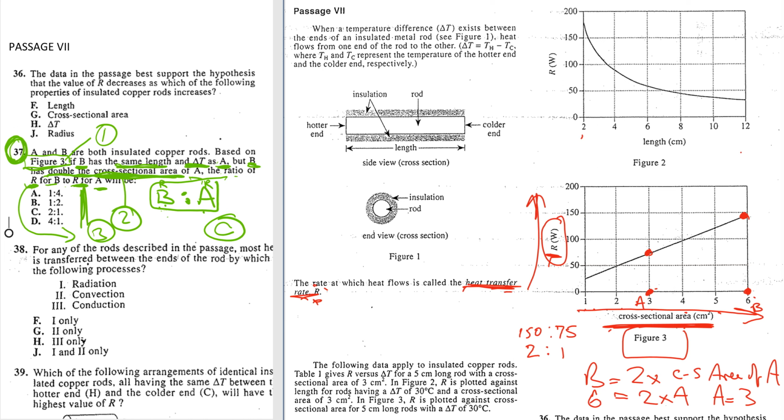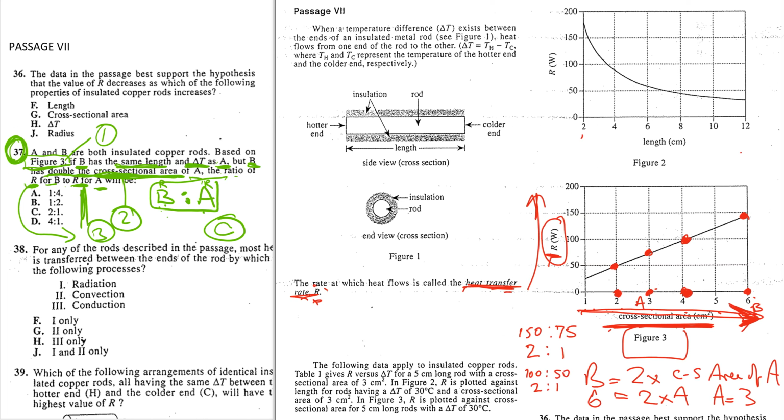But even if you ask, how did you know to pick 6? It didn't matter if I picked 6. I just have to pick 2 numbers, and the question just says the cross-sectional area of B is twice as much. So say I choose 4 and 2, to make sure that B is 2 times the size of A. B is 4, and so A would be 2. Let's see if it works. At 4, B would be 100. At 2, A would be, look at that, 50. So it would be 100 to 50, 2 to 1. This is B, this is A.